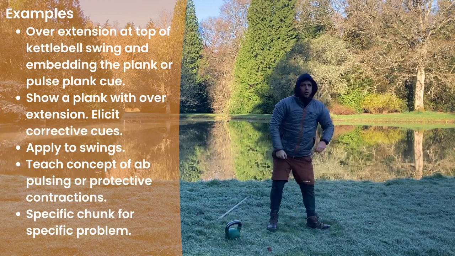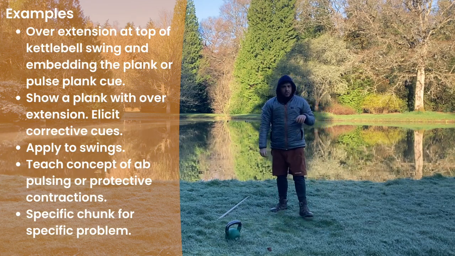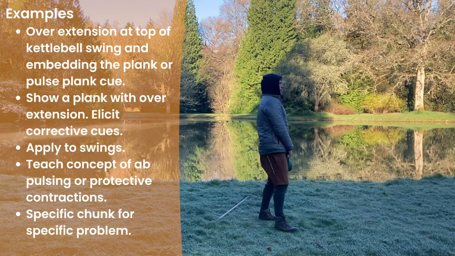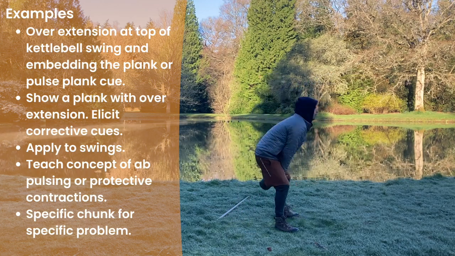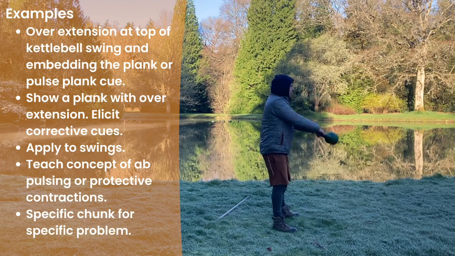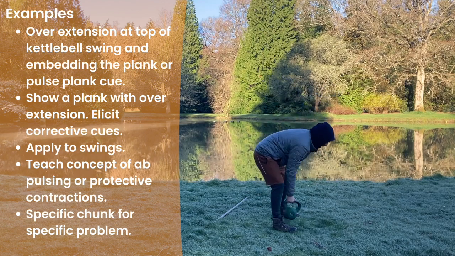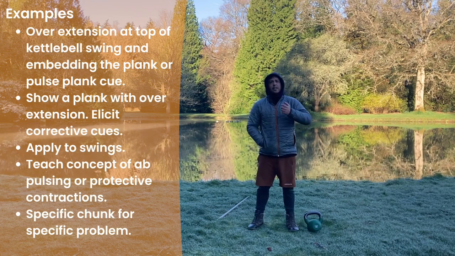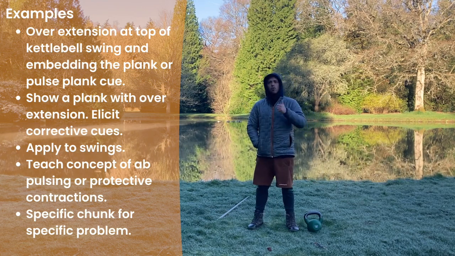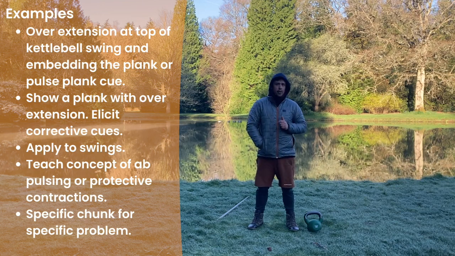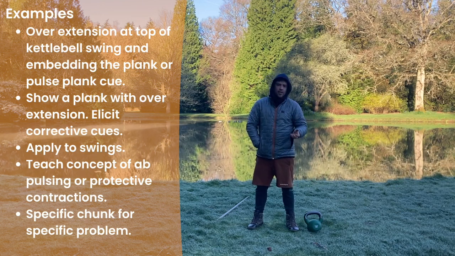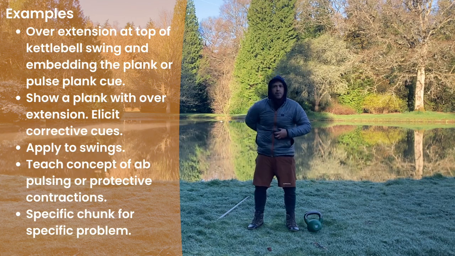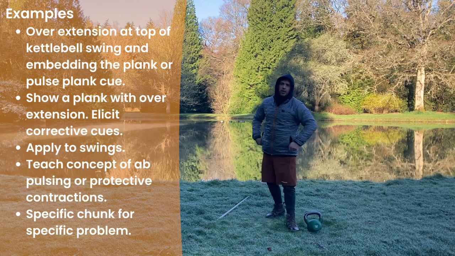And then I tell them, look, what you're doing there is the same thing you're doing in a kettlebell swing. At the top of the kettlebell swing, I'm not just letting my back overarch like that. At the top, I'm actively contracting, just like when I'm doing those pulse planks. At the top, I actively contract my abs. So that's a teachable chunk. Next time you're teaching kettlebell swings, you see people overextending their lumbar spine, you can show them the plank example, and that gets them thinking about how they can fix the top of their kettlebell swing.